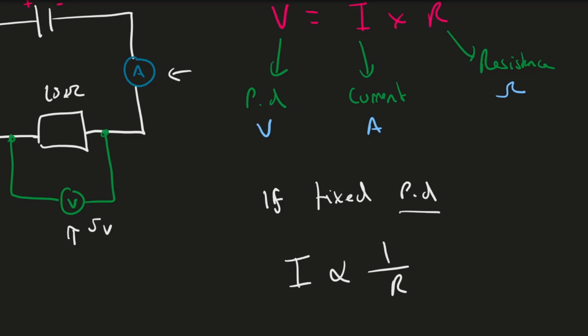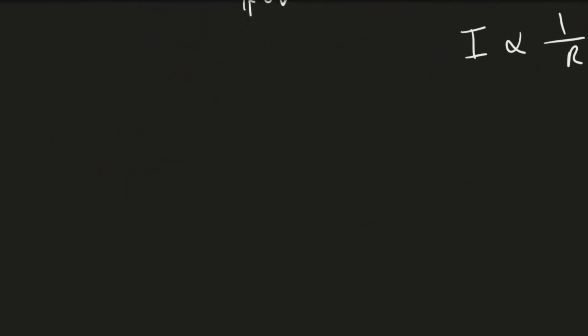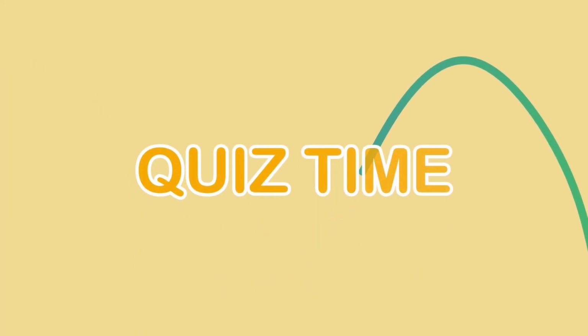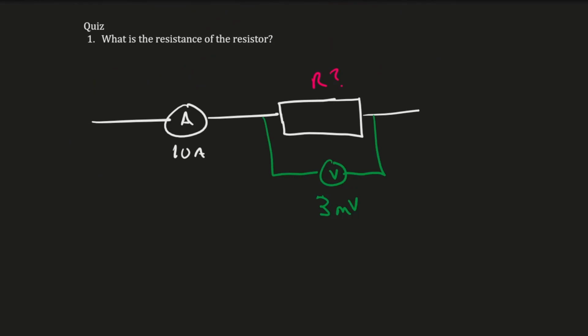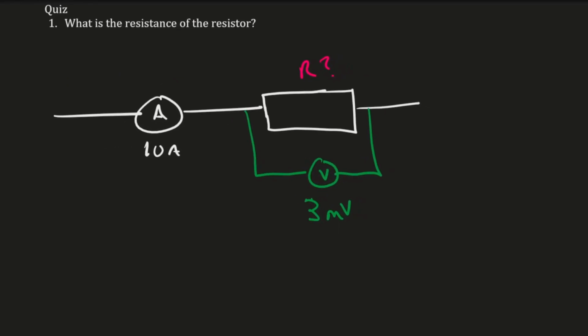Okay, so now let's actually look at trying to apply this equation in some questions. So pause the video, have a go at this question. What is the resistance of the resistor if you have an ammeter reading 10 amps over here and a voltmeter reading 3 millivolts across this resistor? What would the resistance be?